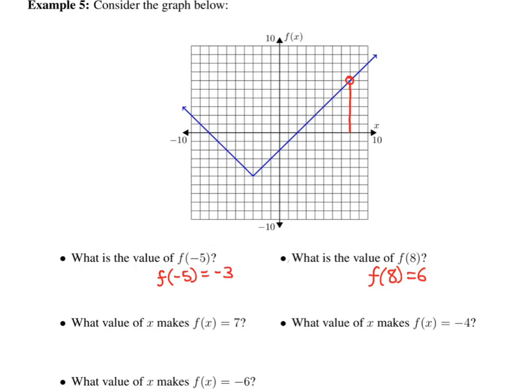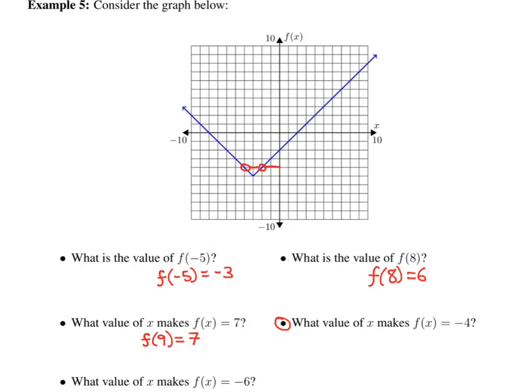Next one's different. It says, what value of x makes f of x equal to 7? So you find where the function is equal to 7. So basically what you think of as a y value of 7. And in this case, that's going to be 9.